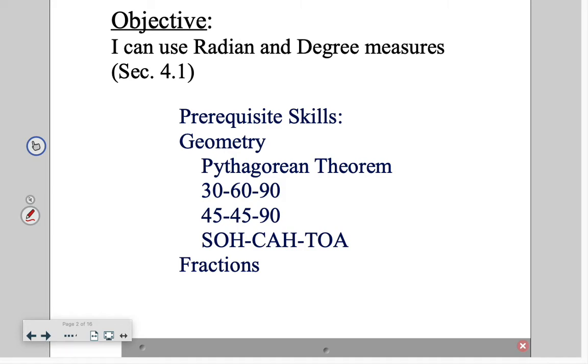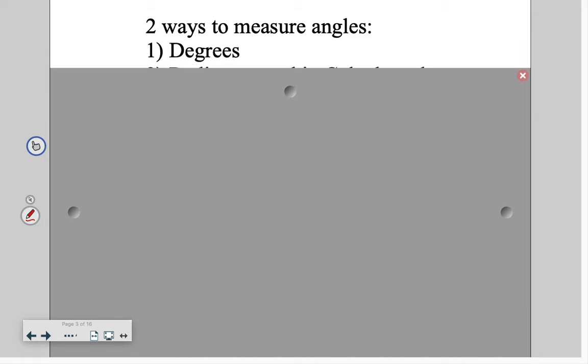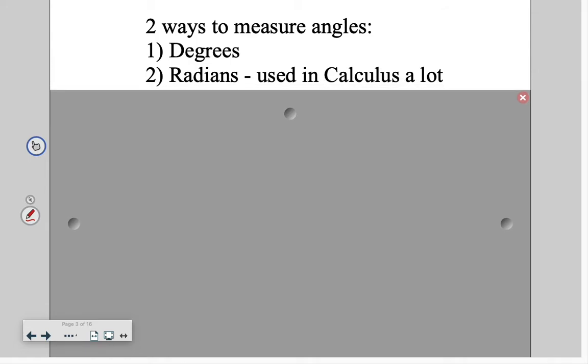Okay? So here's the idea as we work our way today. There are two ways to measure angles. Number one, you're very familiar with, in degrees. Okay? You've worked with angles from grade school on, and you've always worked in degrees. There is a second way, called radians, which is used a lot in calculus and beyond.